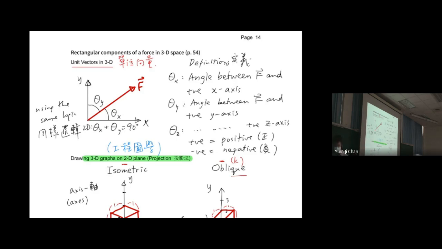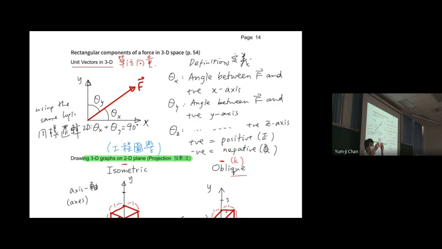I have a sample here. You can take a look afterwards, during the break or in the next hour. So in 2D, this is our vector f, and we have the x-axis and y-axis, and this is theta x and this is theta y. In 2D problems, if this vector f is on the xy plane, theta x plus theta y is always equal to 90 degrees.